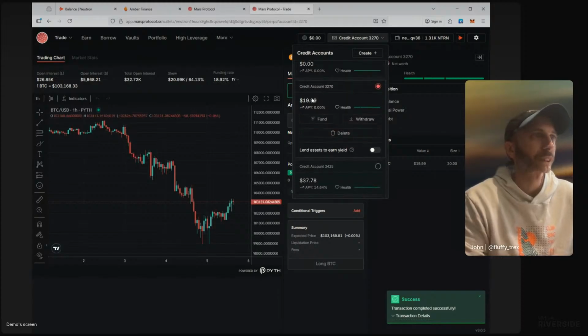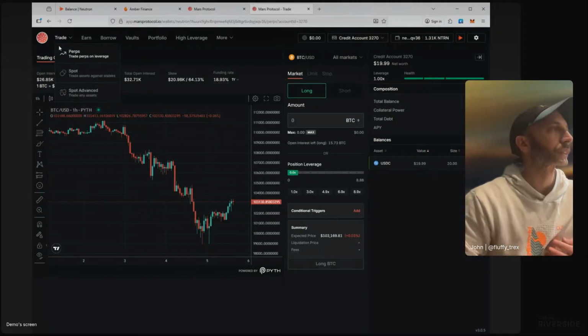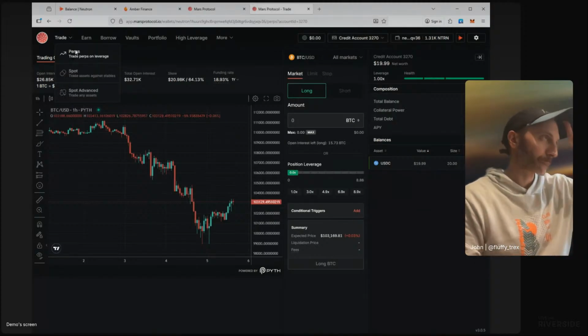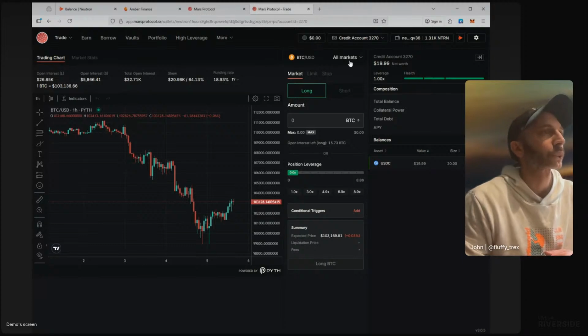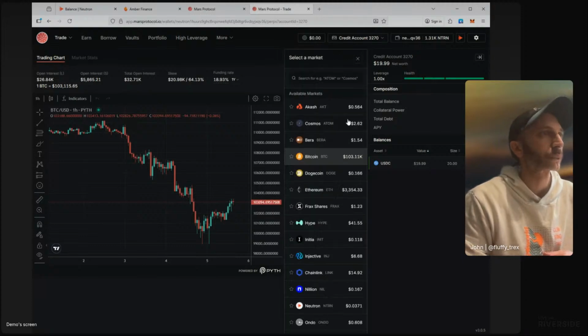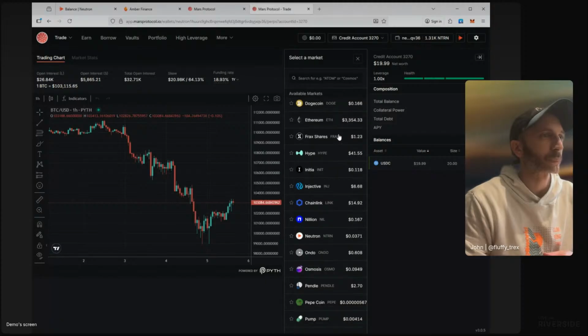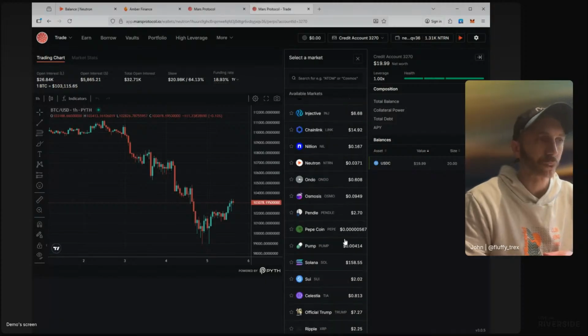Okay, so now we've funded our account with 20 USDC. And then you can go up here to the top right corner and we can check out the perps markets. So here we're looking at perps. We have BTC, we have Akash, Cosmos, Bera. We have a bunch of different markets to choose from.